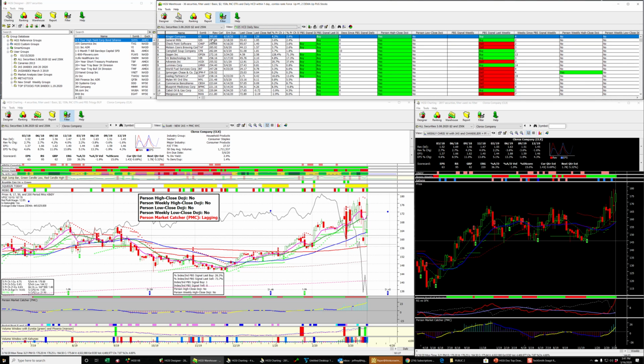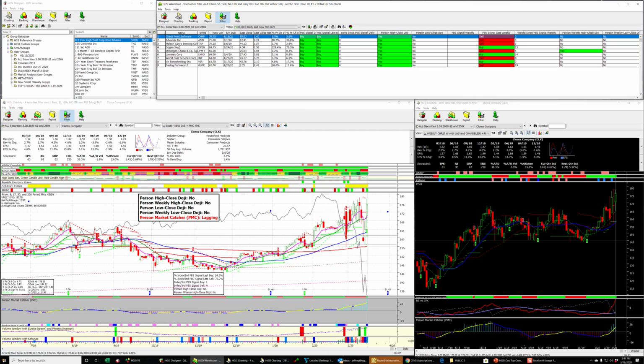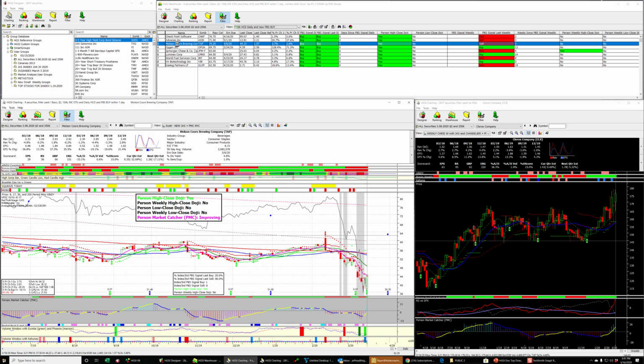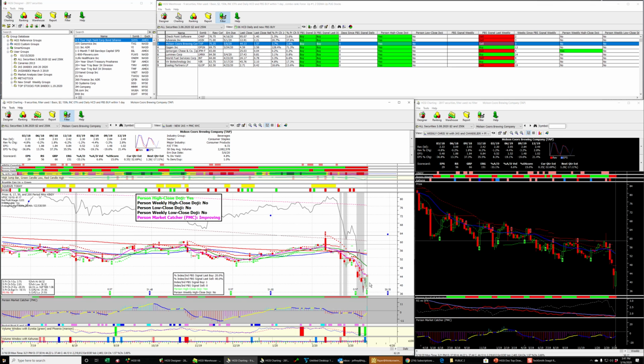HCD, daily new, these are new daily high close dojis. I'd rather look for a pattern. How about one with a new PBS buy? Molson Beer, another consumer staple. I guess if you're home, you might as well be drinking. Pretty down in its pattern.